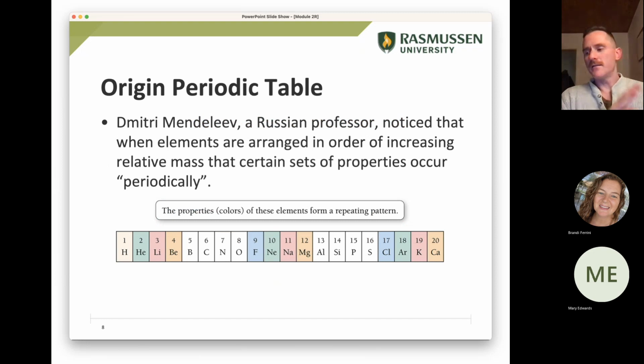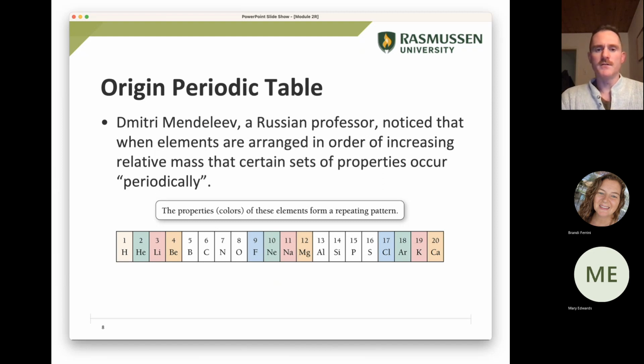So the fact that all the atoms differ by their number of protons led to a really interesting discovery by a guy named Dmitry Mendeleev. He was a Russian professor who noticed that elements had a repeating set of properties. He noticed that helium, number 2 here in green on this line of atoms, has certain properties, and the one next to it, lithium, has certain properties, and the one next to it, beryllium, has certain properties.